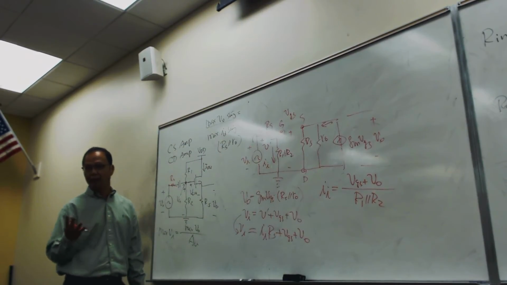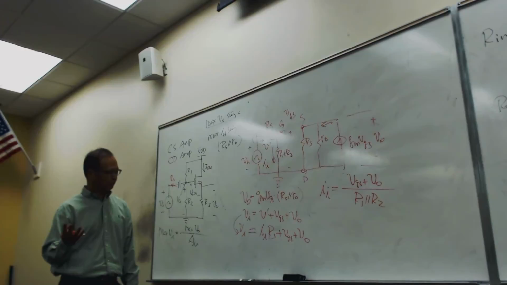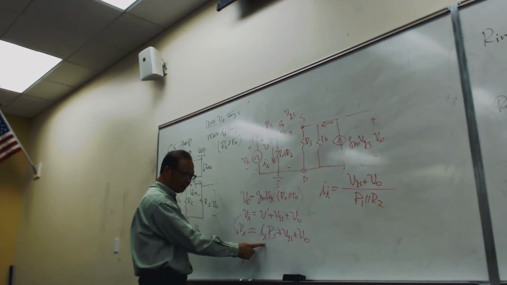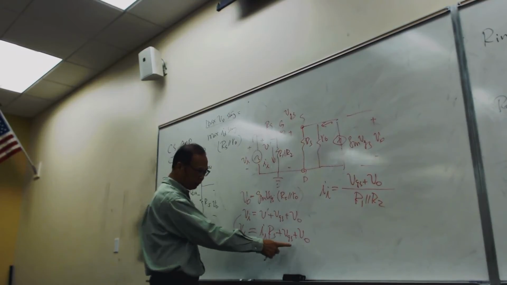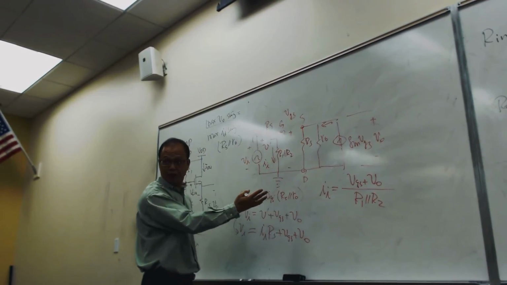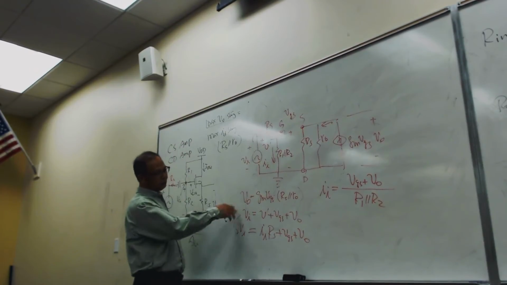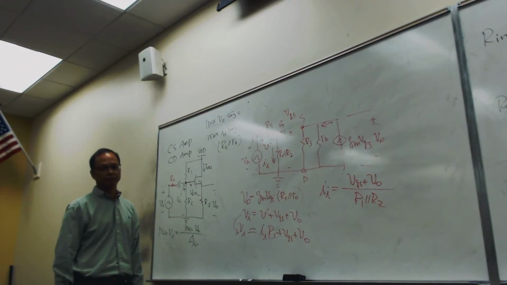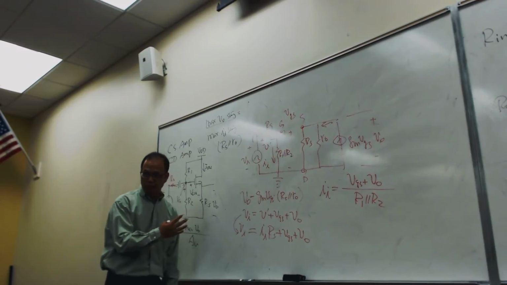Now I'm done. Why? This is a function of VGS, and this is a function of VGS. Well, there's a V sub O, but V sub O is a function of VGS. So all you have to do is some algebra. Can you do that? You should go home and try it. But the concept is more important.